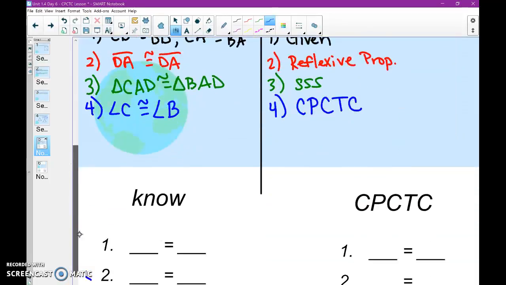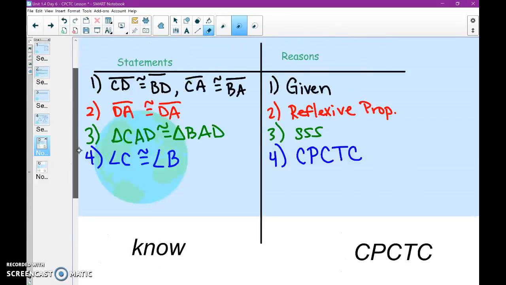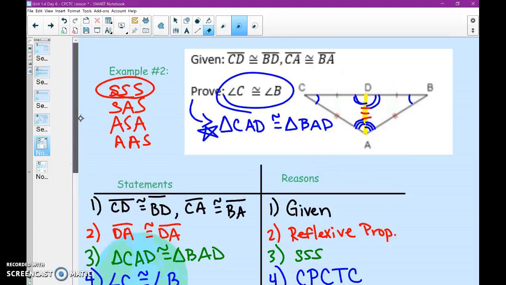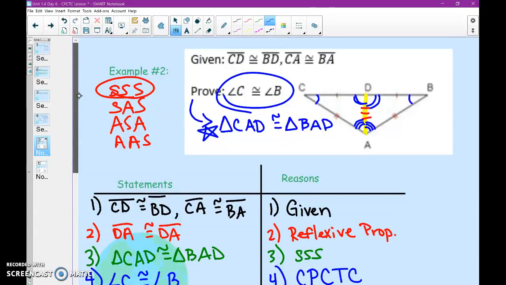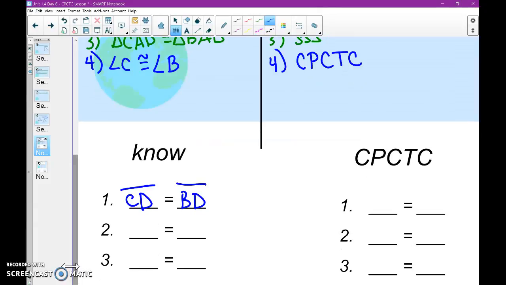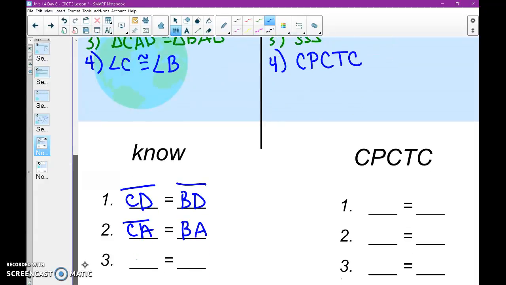So now let's take a jump down here. I kind of want to show you guys where this is coming from. Originally, we know a few things about the shape. We know that CD is congruent to BD. That's one of the things we knew. And we also knew that CA was congruent to BA. And we found out because of the reflexive property that DA was also congruent to DA. So those were the things that we knew.